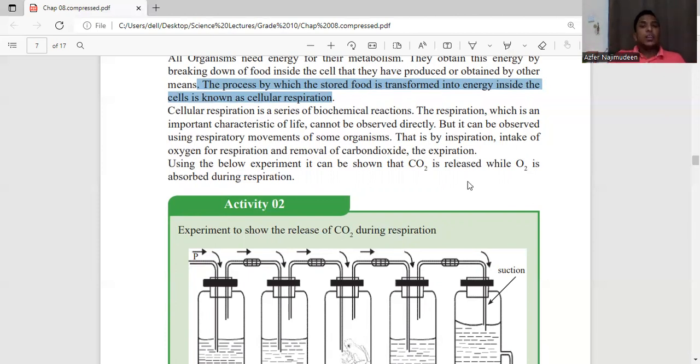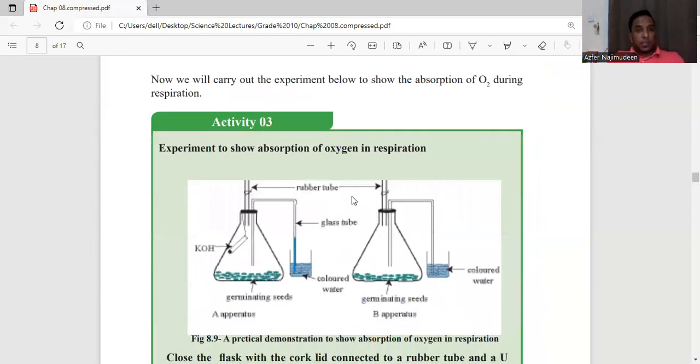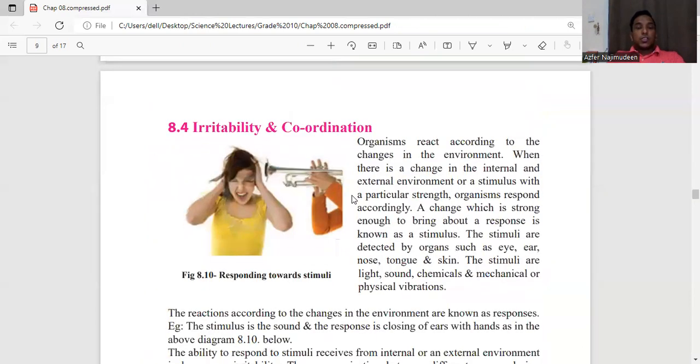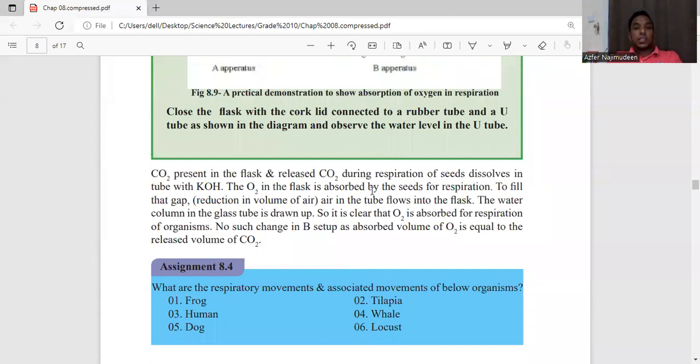So you have to understand that. These activities are simple. You can read them and understand what they say. So students, this is all for the first video that we are going to explain.